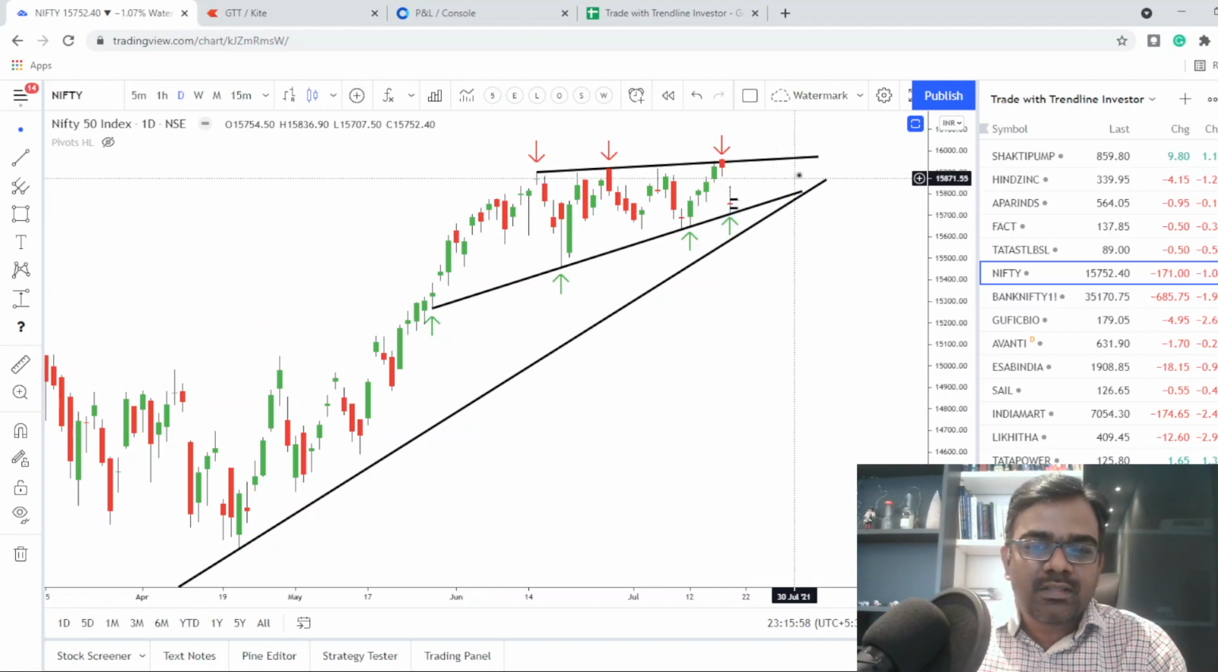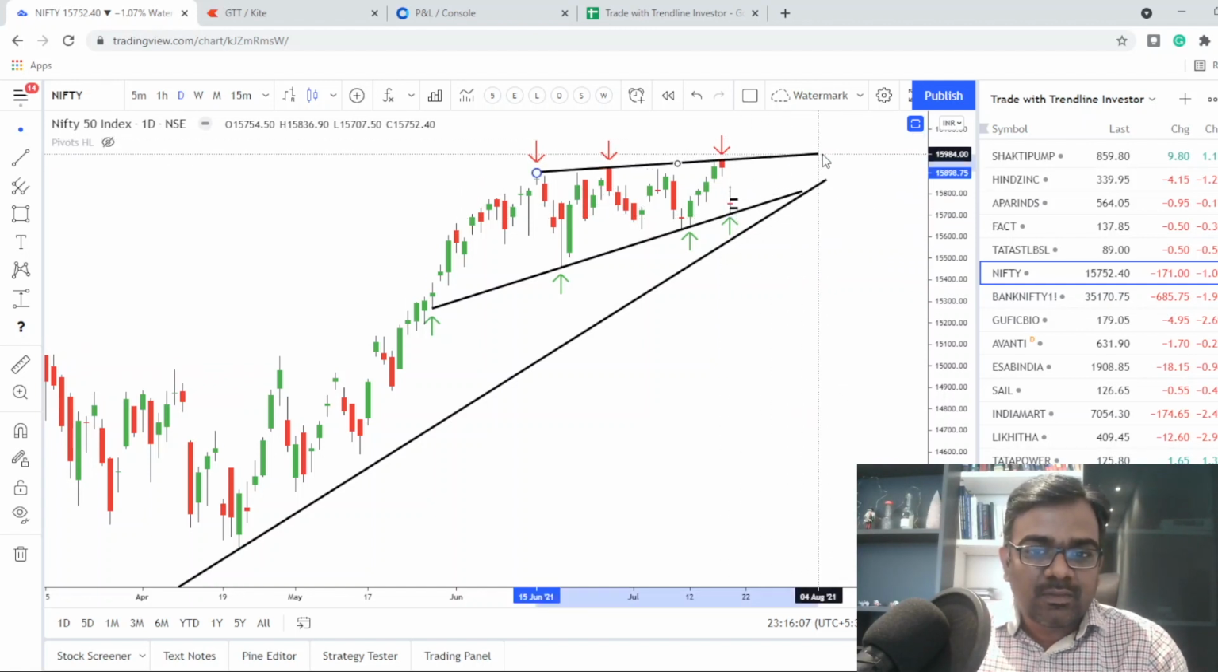Or we might go a few minutes sideways, we might go up, we might go down, we might go up again, we might break. You never know what's going to happen, or we might also break out on the upside, right? So that's why I said for now I'm bullish. Unless this primary trend line breaks, I'm continuing to be bullish.